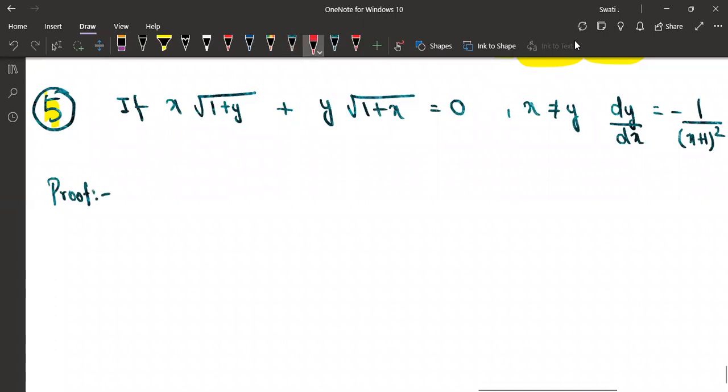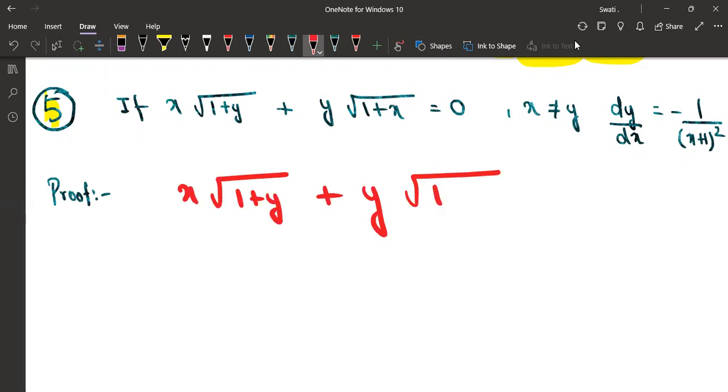This is the question. As you can see, if x root over 1 plus y plus y root over 1 plus x is equal to 0, where x is not equal to y, we have to prove that dy dx will be equal to minus 1 upon x plus 1 whole square. Okay. So let's start with the proof, and for that, let us write down whatever is given. So x times root over 1 plus y plus y times root over 1 plus x is equal to 0.